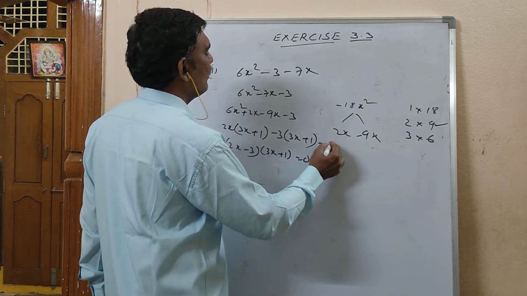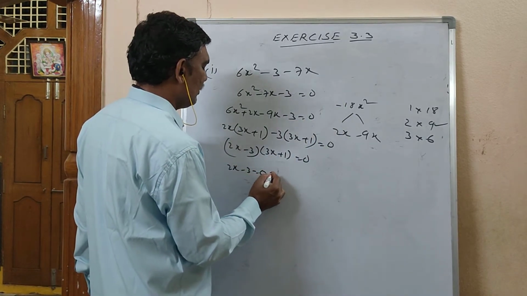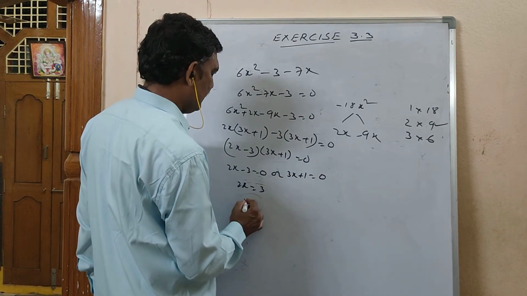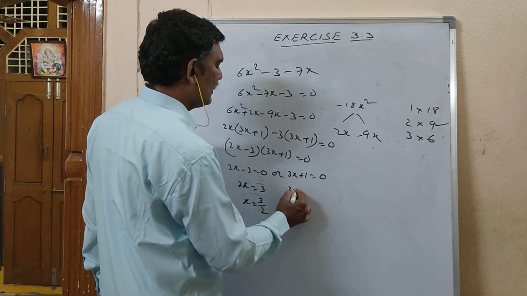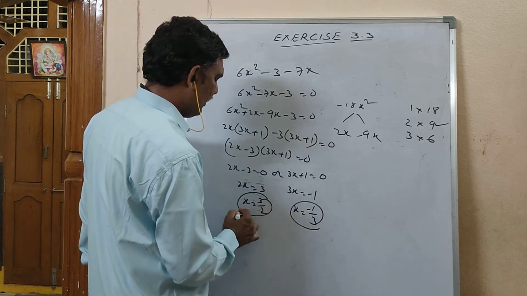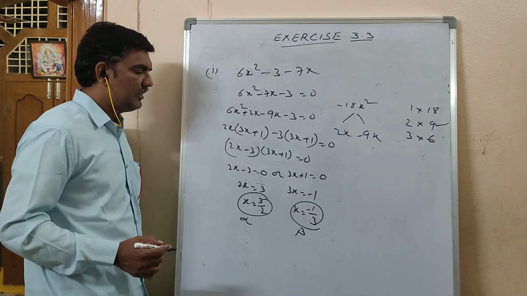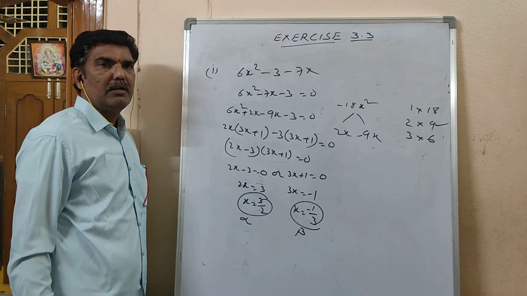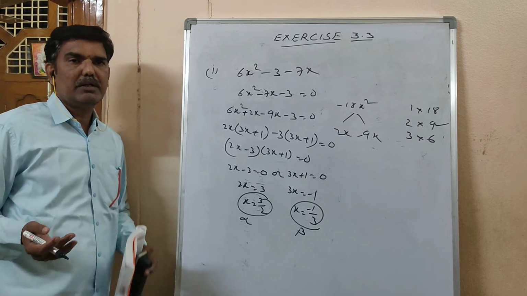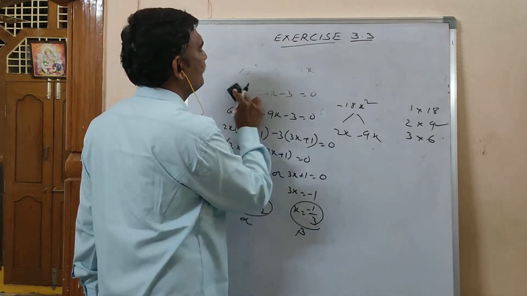If you equate with zero, to find the zeros of the polynomial, 2x minus 3 is equal to 0, or 3x plus 1 is equal to 0. 2x is equal to 3, x is equal to 3 by 2. 3x is equal to minus 1, x is equal to minus 1 by 3. Means one is alpha, the other is beta. Alpha and beta, you got it. Now what I said, alpha plus beta you should do, alpha into beta I have to do it. So this, copy it.